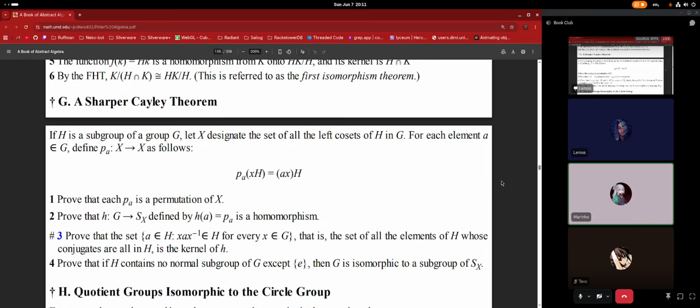Well, if Ho a is a permutation, that means it is an isomorphism, and every isomorphism is a homomorphism. So that's cheating, but okay, that's fair.